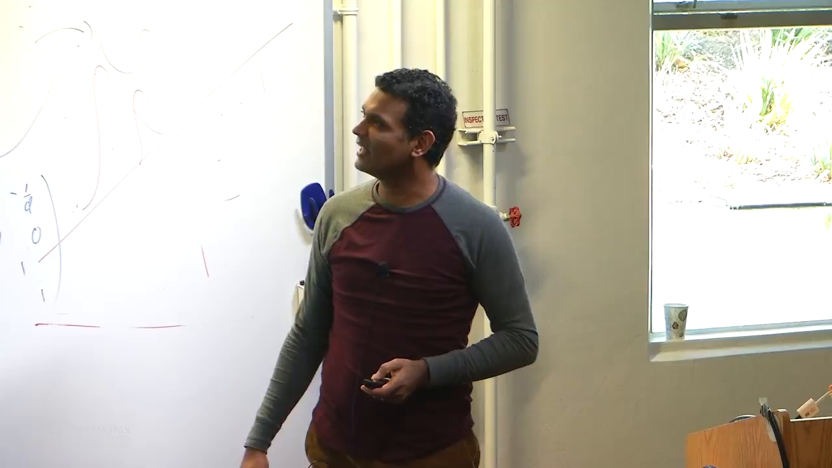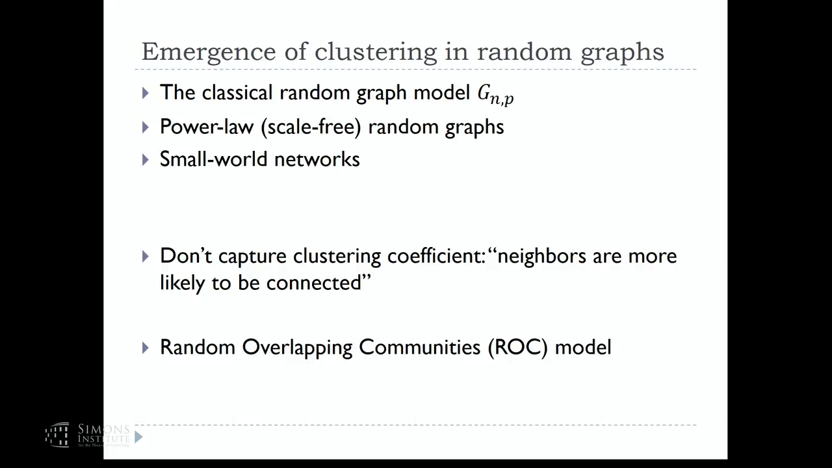Then the last thing is something that was sort of inspired by the connectome. You know, we've seen these random models. We saw GNP, and then there are very nice extensions to this, power law graphs and small world networks that explain things about things like the internet and social networks. One thing they don't seem to capture is the clustering coefficient, the probability that neighbors are more likely to be connected. And for this, I want to give you one slide of a new model.